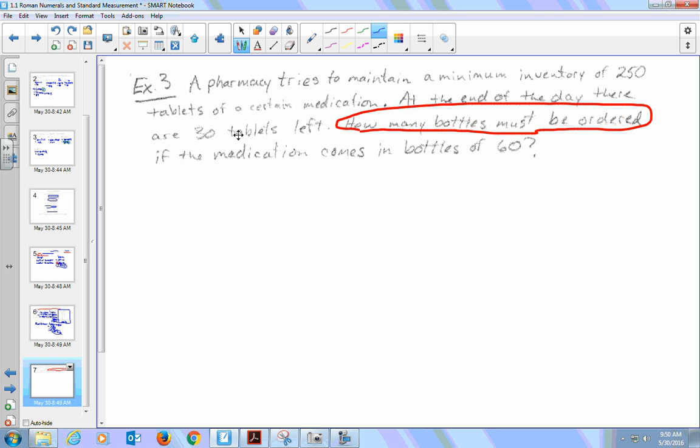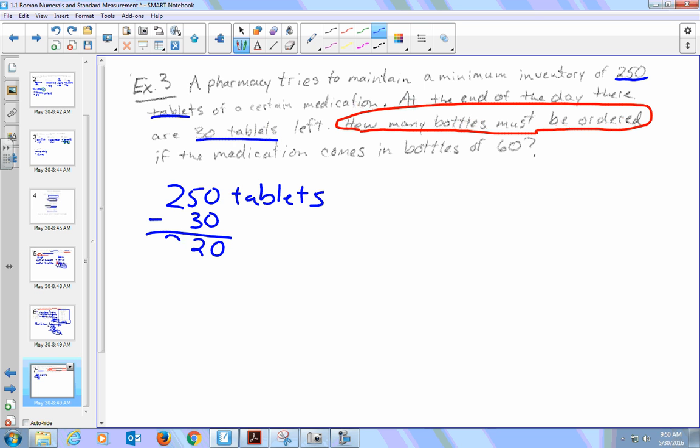Okay, so first of all, they keep their minimum tablets on hand. They keep track of that in tablets, not in bottles. So they want a minimum of 250 tablets. But at the end of the day, there's only 30 tablets left. So we've got to find out the difference between what they want and what they have. So when you're doing a difference, you subtract. So we say they wanted 250 tablets, but there's 30 left, so that means they're going to need the difference. So 0 minus 0 is 0, 5 minus 3 is 2, and 2 minus 0 is 2. So they need 220 tablets.